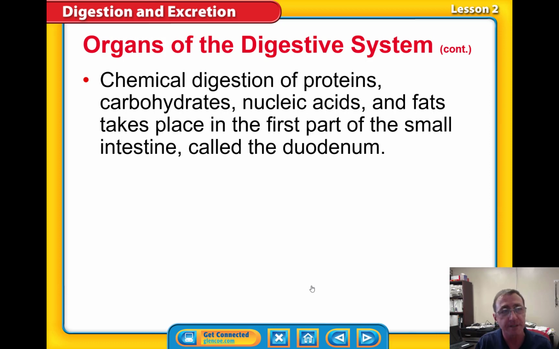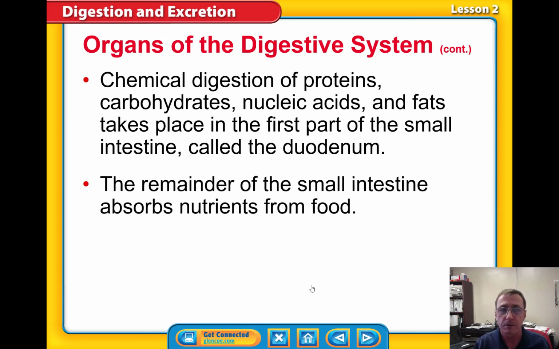So we have some breakdown, some absorption happening here. And the remainder of the small intestine absorbs nutrients from food. And that again gets back to lesson 1. Those 6 nutrients are 5 plus water: carbohydrates, fats, proteins, vitamins and minerals. Okay, so that's why we learned that. Hopefully you learned it. So now you know what it's actually breaking down food into is those nutrients.